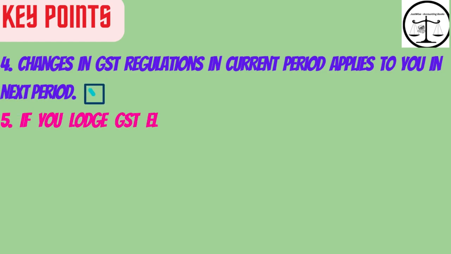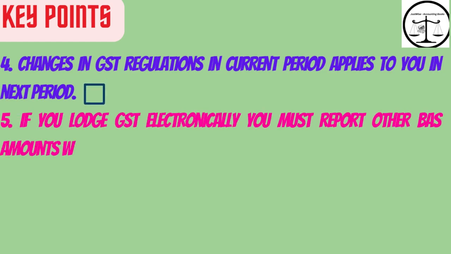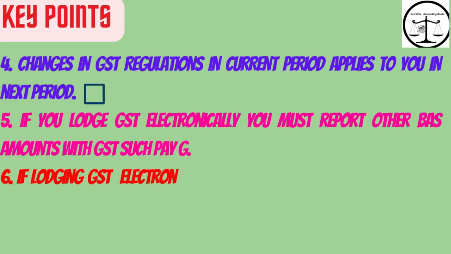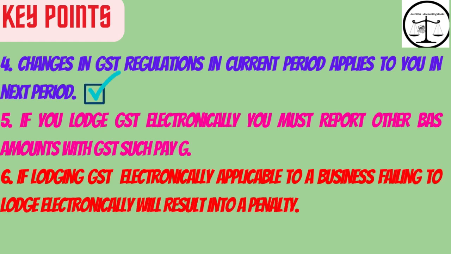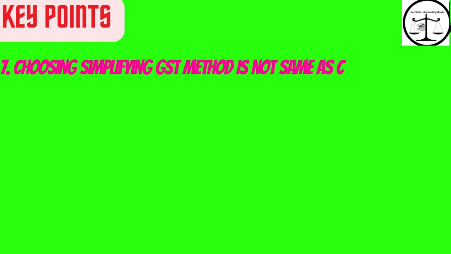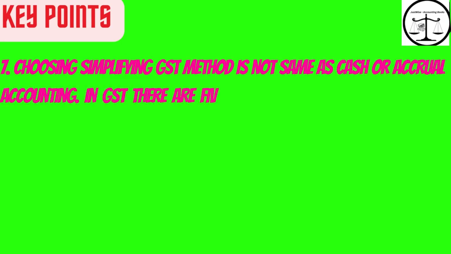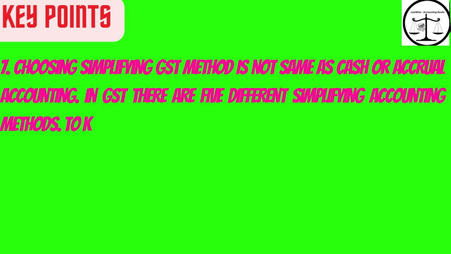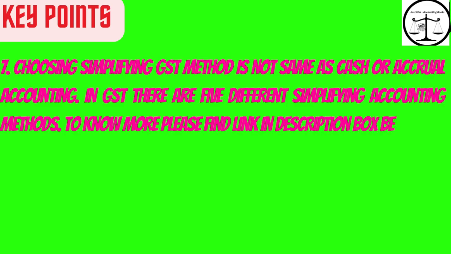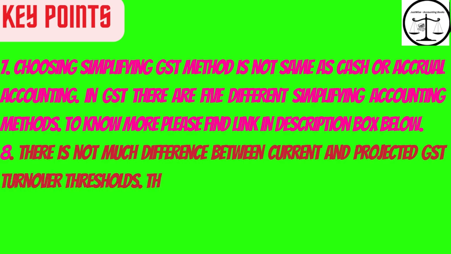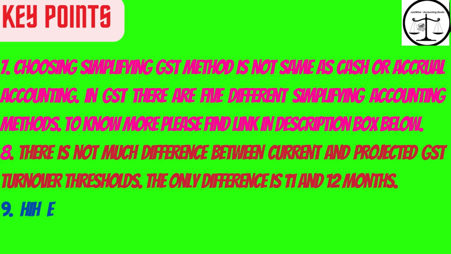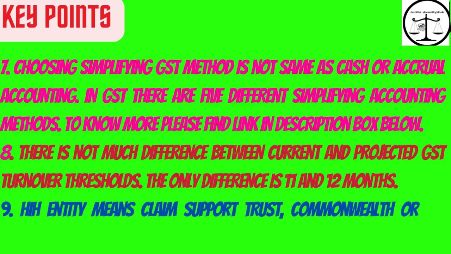5. If you lodge GST electronically, you must report other BAS amounts with GST, such as PAYG. 6. If lodging GST electronically is applicable to a business, failing to lodge electronically will result in a penalty. 7. Choosing a simplified GST method is not the same as cash or accrual accounting. In GST there are 5 different simplified accounting methods. To know more, please find the link in the description box below. 8. There is not much difference between current and projected GST turnover thresholds. The only difference is 11 and 12 months. 9. HIH entity means Claims Support Trust, Commonwealth, or HIH Company.